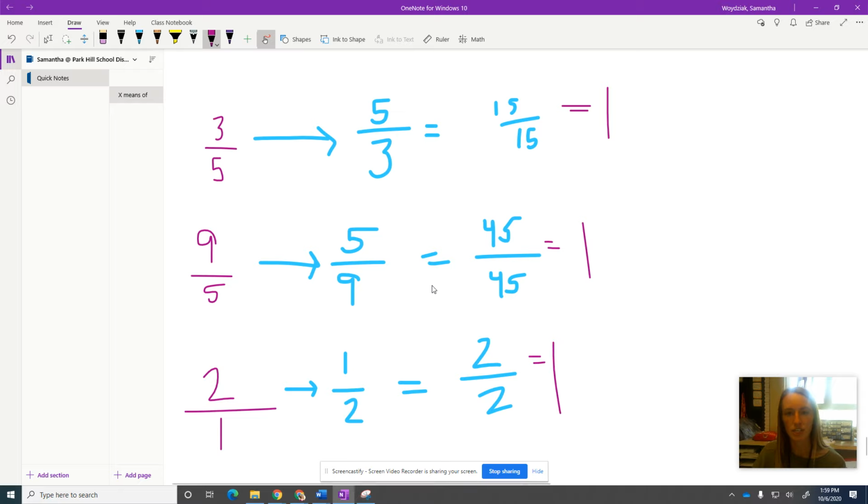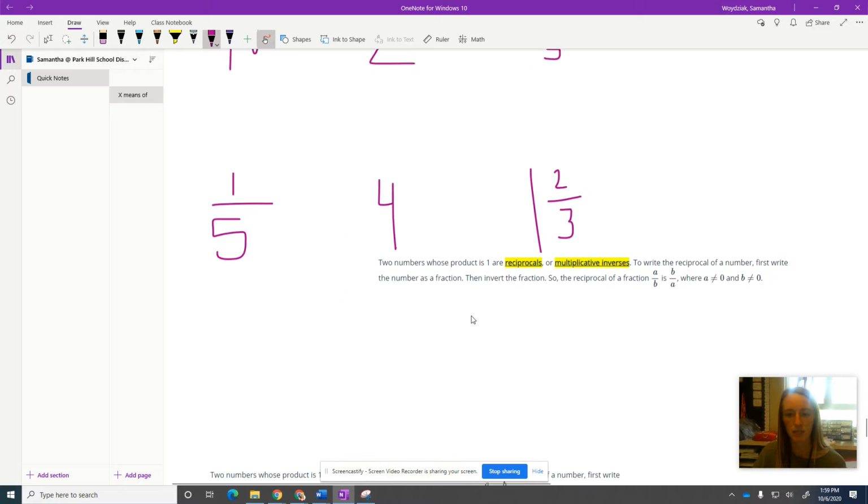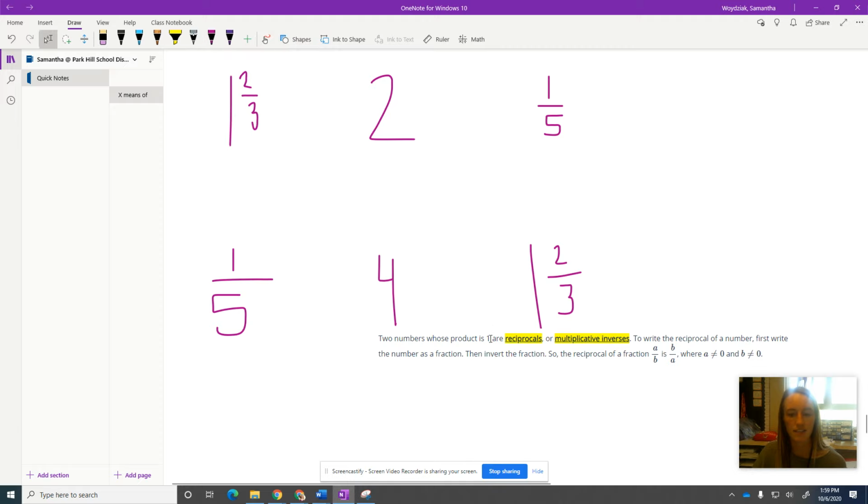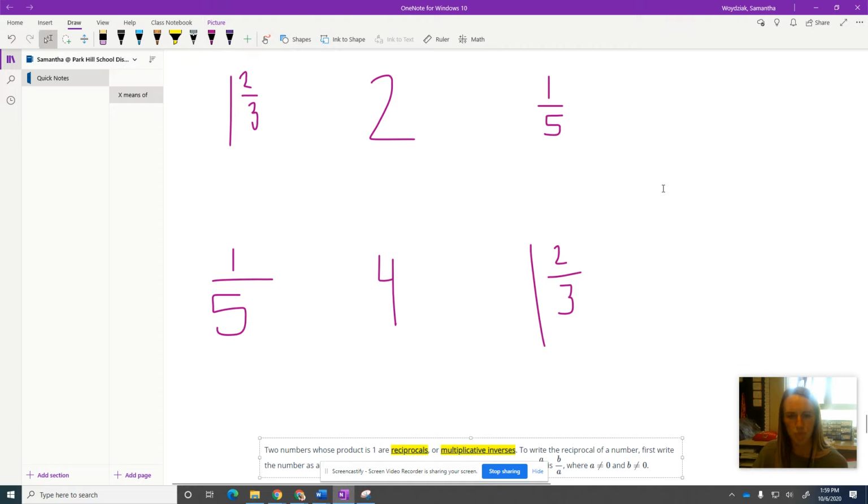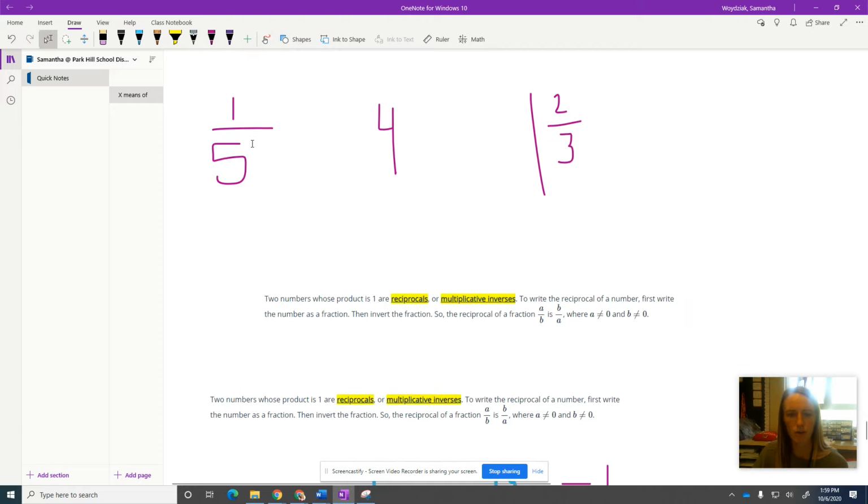Now, I do want to take a look at another type of problem real fast up here. And sorry, it looks like this got in the way. So we know how to do 1/5, right? We flip it. The multiplicative inverse would be 5 over 1. With 4, we know we would make it a fraction, 4 over 1. So my inverse, my multiplicative inverse, or my reciprocal would be 1 over 4. But what do I do with 1 and 2/3?